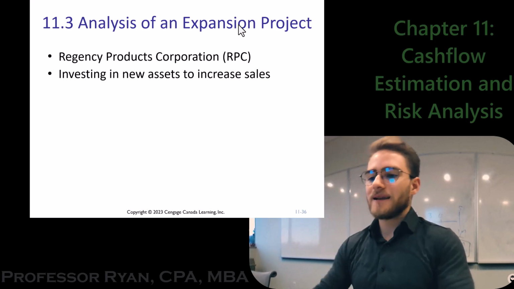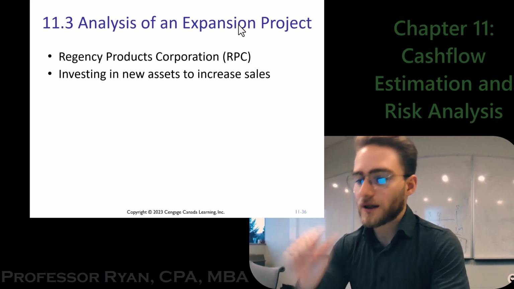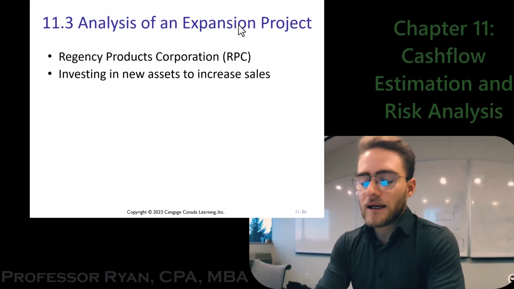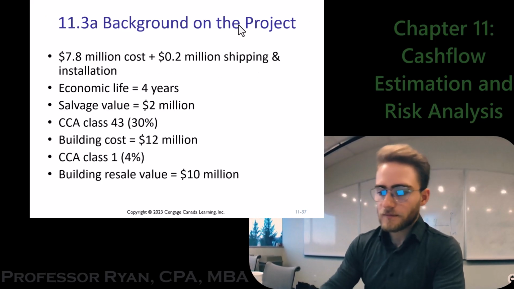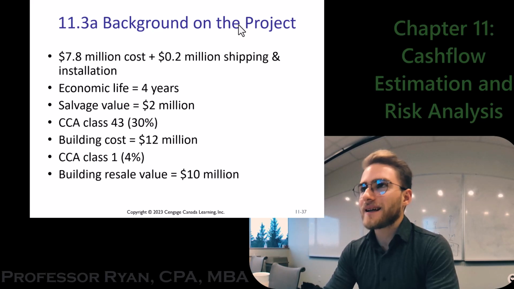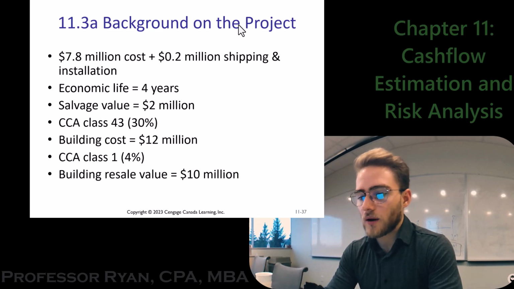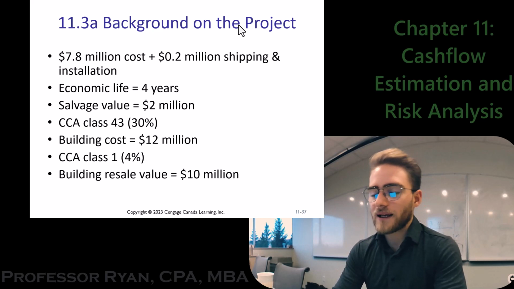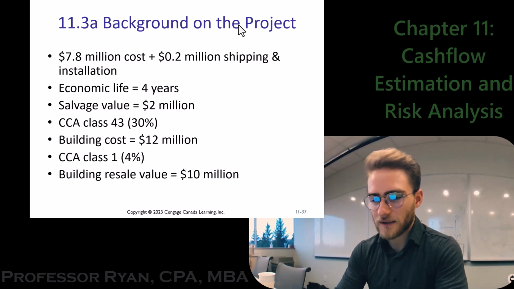Okay, so analysis of an expansion project. We're going to take the example of Regency Products Corporation, RPC, and it's investing in new assets to increase sales. So don't worry about memorizing all this, okay? We're going to do this in a working document together, but high level, this is where all the information is coming from. We have like $8 million in initial investments by the looks of it.